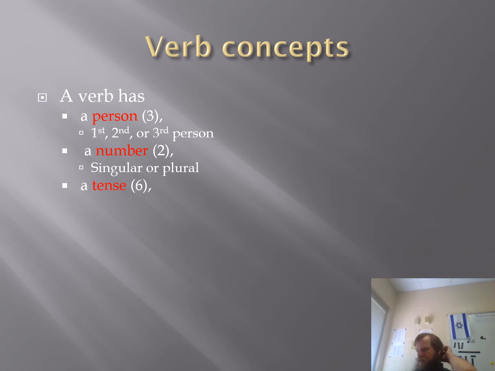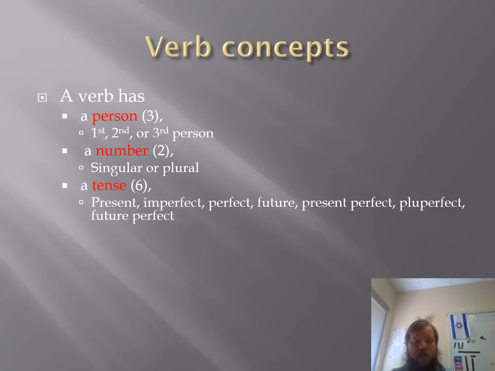Verbs have tense. And all tense means is time. They tell us when something happens. Latin has 6 tenses like English. Now, the 6 tenses in English are different than the 6 in Latin. English has a present, a past, a future, a present perfect, a past perfect, and a future perfect. Latin has a present, an imperfect, a perfect, a future, a present perfect, a pluperfect, and a future perfect.